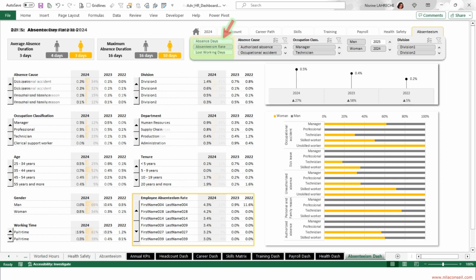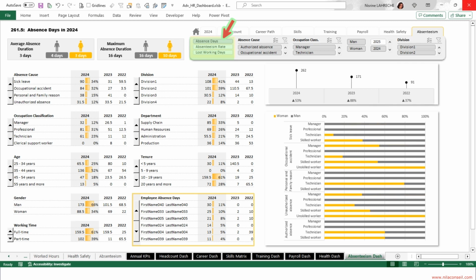By selecting the analysis of absence days, it is possible to notice that Division 1 recorded 108 days of absence in 2024, more than double compared to last year. The supply chain department recorded a third of the total absences. Employee 40 was absent for 30 days this year. Absenteeism is on the rise in the company.